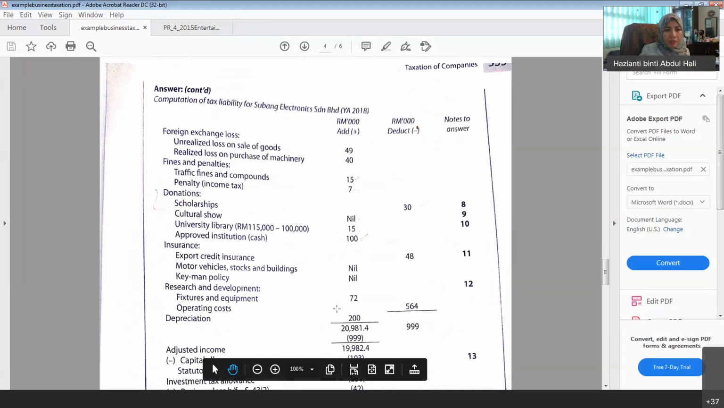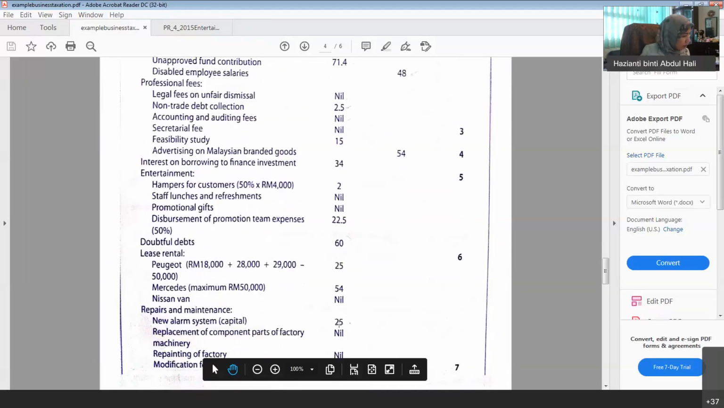And repair and maintenance. Alright, repair and maintenance. New alarm system. Installation of new alarm system. It is a capital expenditure. So kena add back. Replacement tak ada sebab dia repair. Repainting of factory pun repair juga. Modification ni. Okay, so modification for disabled employees pun tak kena juga. But if modification ni saja-saja buat, dia akan consider as capital lah, you kena add back. But now the modification tu dia buat untuk disabled employees dia.